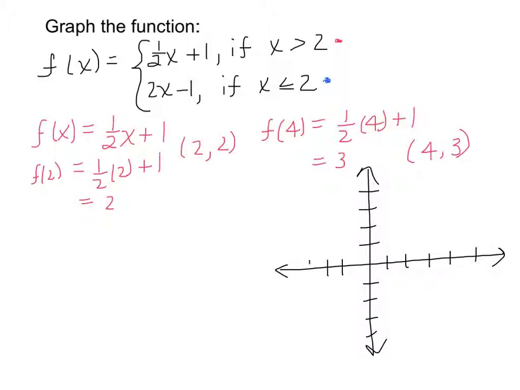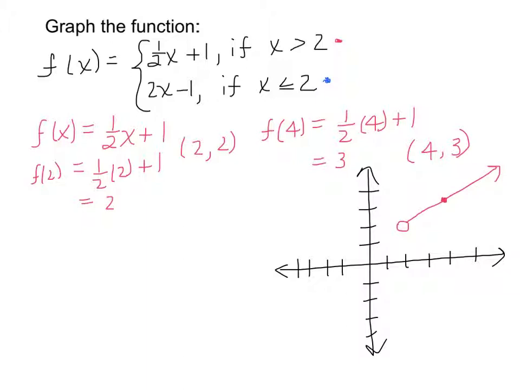Let me just put my lines. So 2, 2 is not included, so that's an open circle because it doesn't have that equal sign under the inequality. But 4, 3 is part of it, is included, so that one's closed. And since it says greater, we know that this is going to positive infinity. Remember, you only need 2 points to make a line.